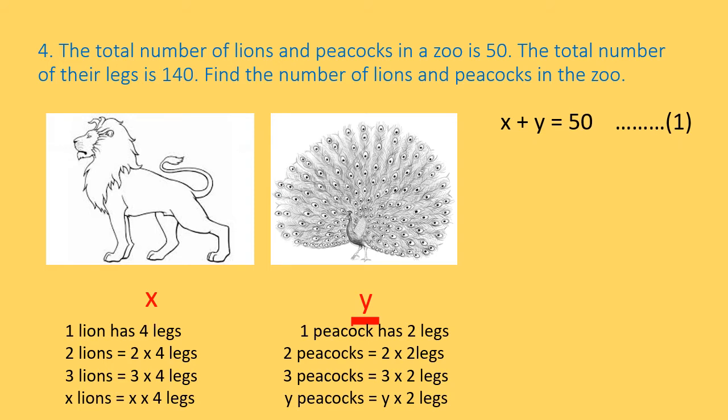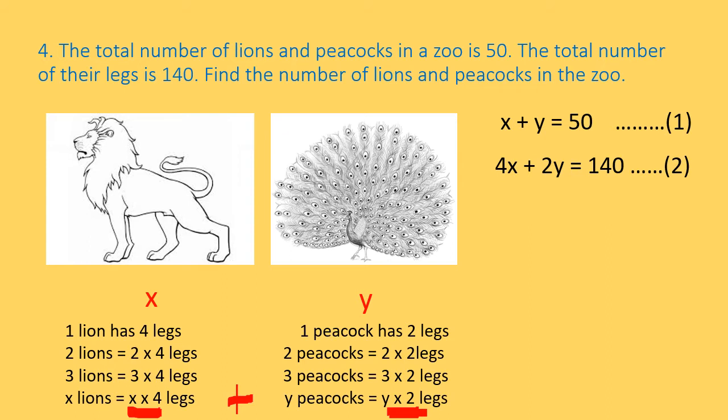Yes. Now, what does the second condition say? The second condition says that the total number of their legs. So if there are X lions, the number of legs will be 4X, whereas there are Y peacocks, so the number of legs will be 2Y. And the total means addition, yes or no? So 4X plus 2Y is equal to 140. So these are our two equations. I hope it is clear with you all.